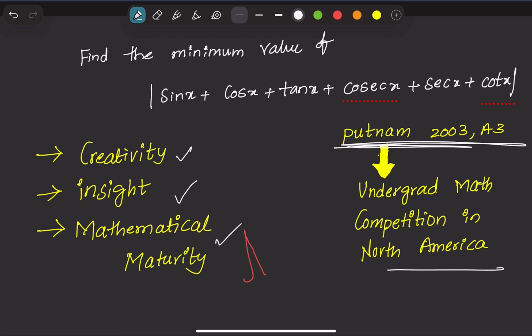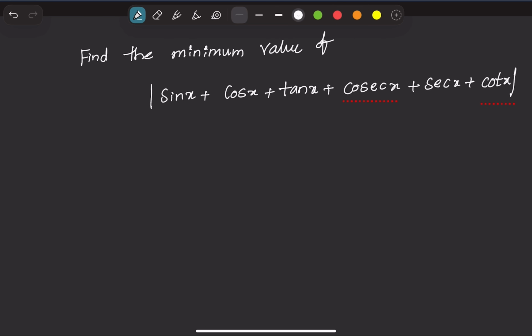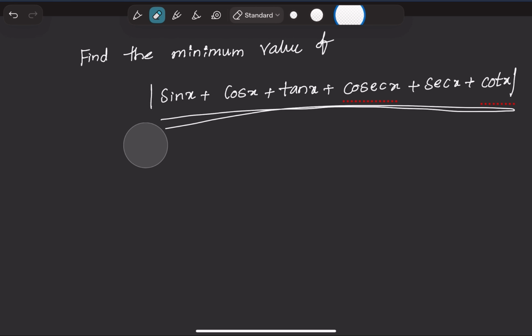So now the focus of the day, the problem statement. So let us look at the problem statement. The problem statement is quite simple. You just have to find the minimum value of this particular expression.